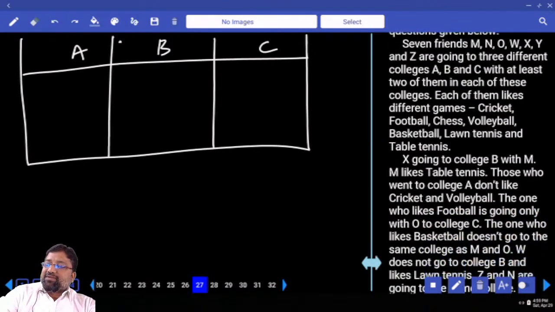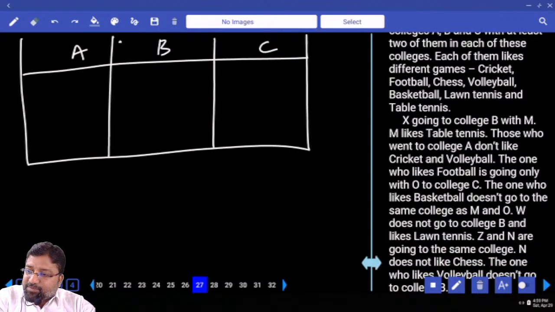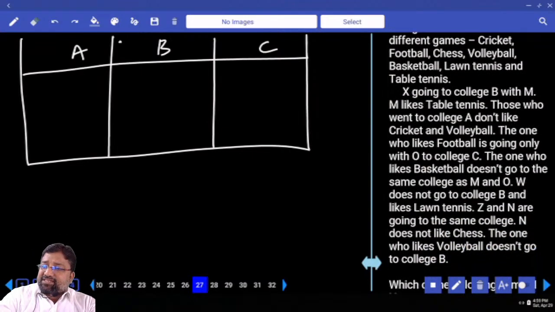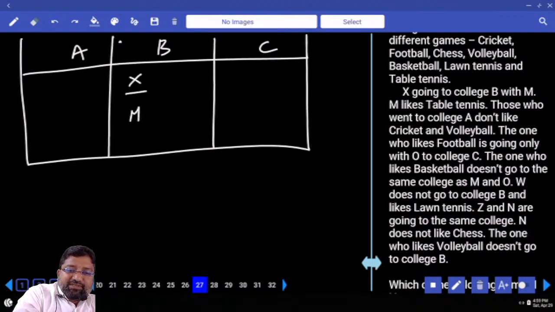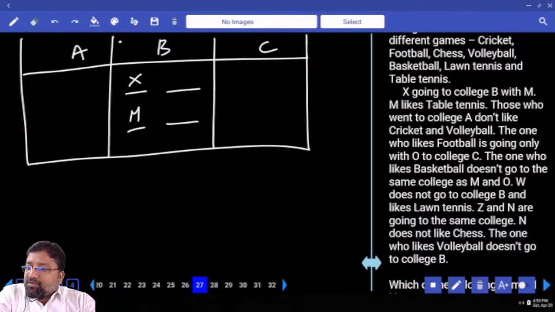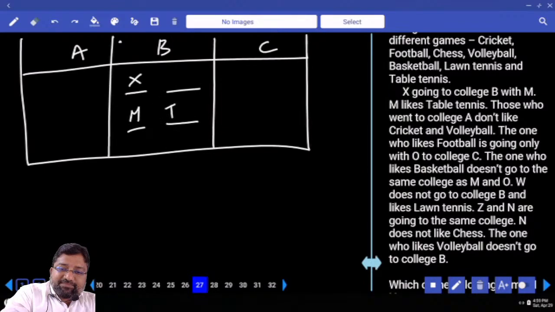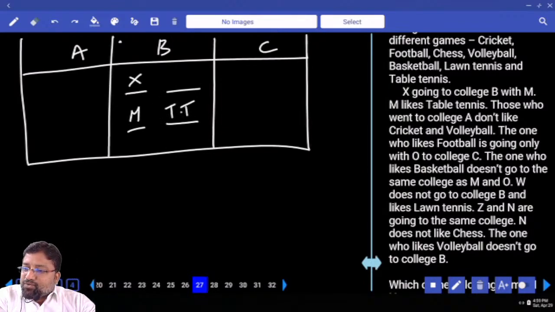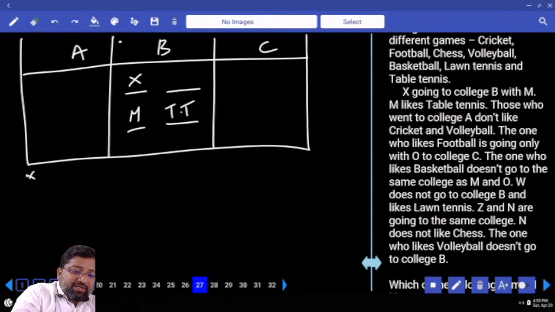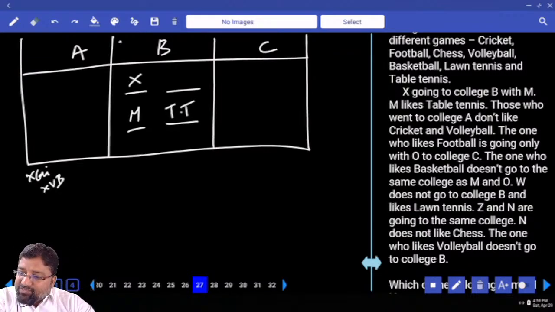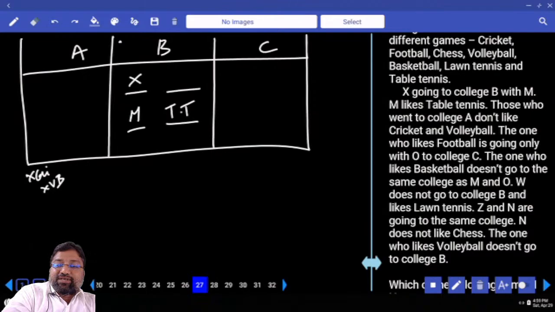Next, each of them likes a different game: cricket, football, chess, volleyball, basketball, lawn tennis and table tennis. X is going to college B with M. M likes table tennis. Those who went to college A do not like cricket and volleyball. A, it's not cricket and it's not volleyball. The one who likes football is going only with O to college C. Only with O to college C.